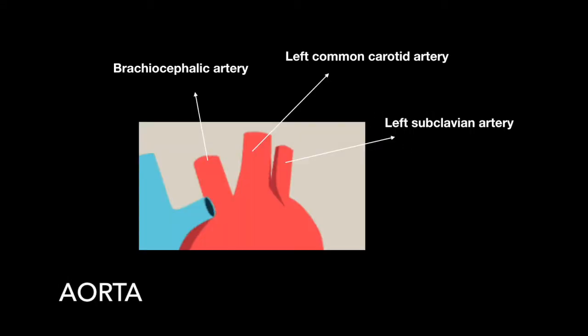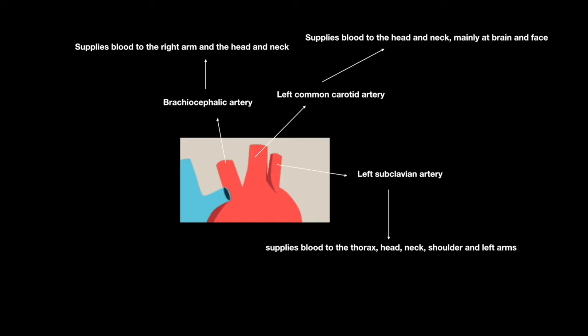Now we can closely look at the three openings of the aorta. The one at the right is called brachiocephalic artery. The one in the middle is called left common carotid artery. And the one at the left is called left subclavian artery. The brachiocephalic artery supplies blood to the right arm, the head, and the neck. The left common carotid artery supplies blood to the head and the neck, mainly the brain and face. Whereas left subclavian artery supplies blood to the thorax, head, neck, shoulder, and left arm.